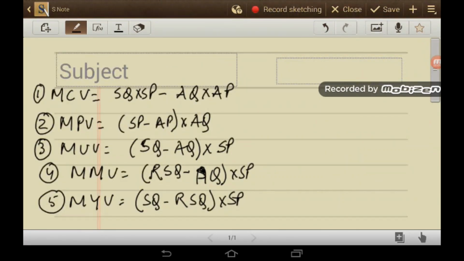So material cost variance is calculated as SQ into SP minus AQ into AP. Material price variance is equal to SP minus AP into AQ. Material usage variance is SQ minus AQ into SP. Material mix variance is RSQ minus AQ into SP. And material yield variance is equal to SQ minus RSQ into SP. So all students must try to remember these formulas in order to solve the problems of material cost variance.